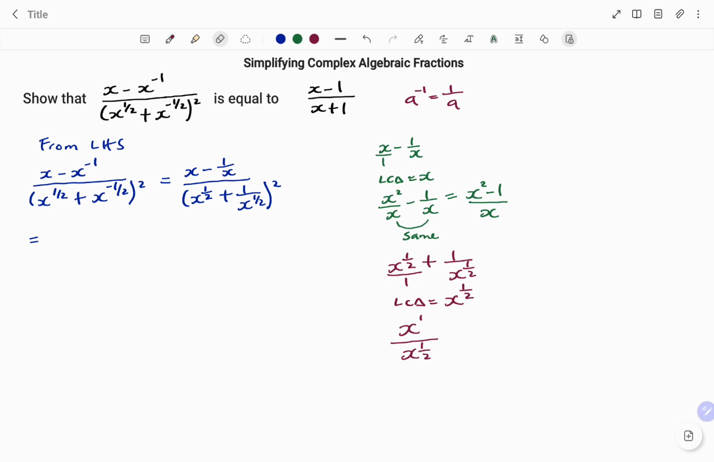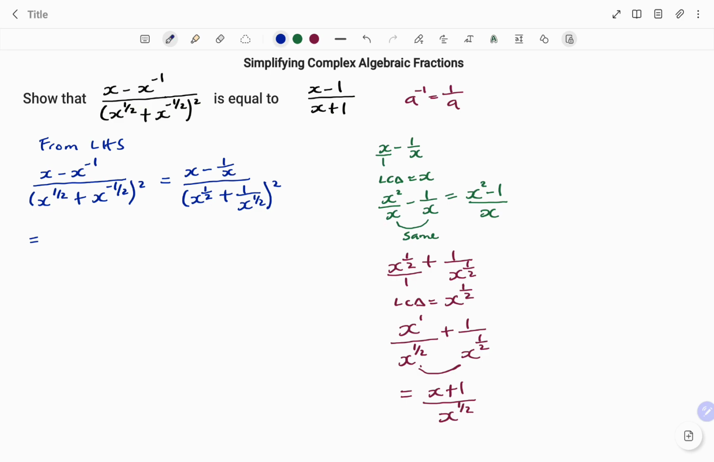I'm going to rewrite that to show you that 1 over 2 is actually a power. So I have x to the power of 1 over 2, plus I have my 1 over x to the power of 1 over 2. Now that the denominators are the same, applying the fraction rule, I have as my numerator x plus 1, all over x to the power of 1 over 2.